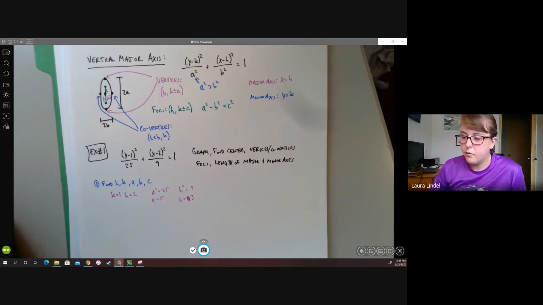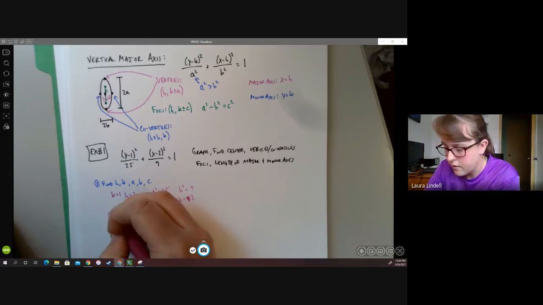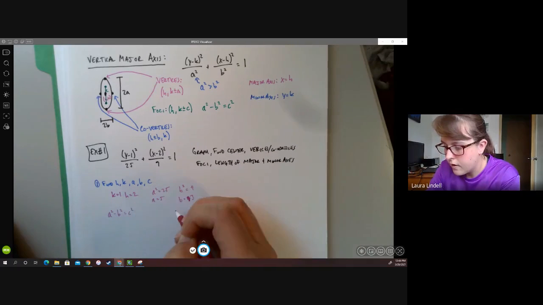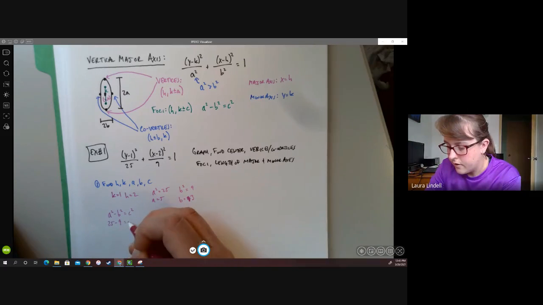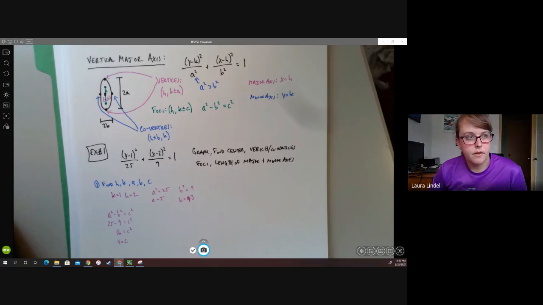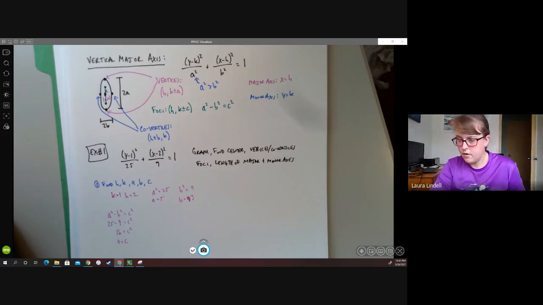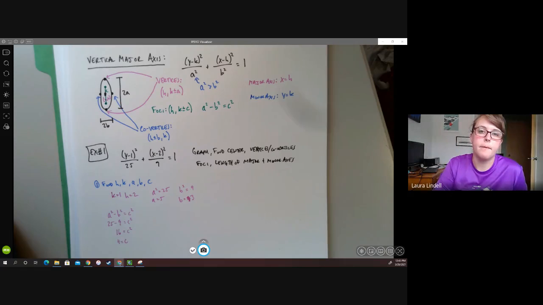Then lastly, to find c, we're going to use our equation a squared minus b squared equals c squared. And we know a squared is 25, b squared is 9. 25 minus 9 is 16. And the square root of 16 is 4. So c is going to be 4. I realized I spelled vertices wrong. It's supposed to have a T in it. All right. Anyway.